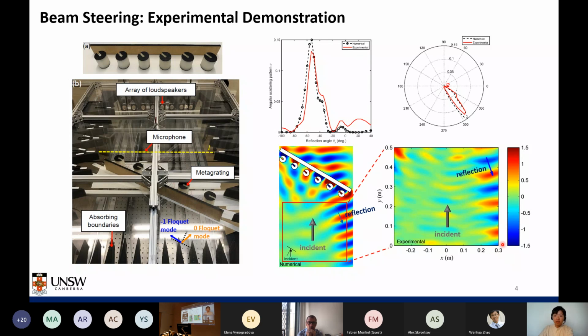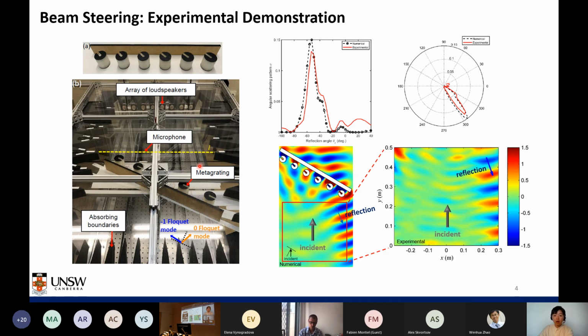We have also demonstrated this promising wavefront manipulation capability of our metagrating experimentally in a two-dimensional parallel plate waveguide, which is located at UNSW Canberra. This setup is surrounded by an absorbing boundary to prevent any reflection inside the waveguide. We fabricated 6 meta-atoms, which were 3D printed, and we used an array of loudspeakers to generate a plane wave. The acoustic pressure inside this waveguide was measured by a microphone, which is mounted on a belt system.